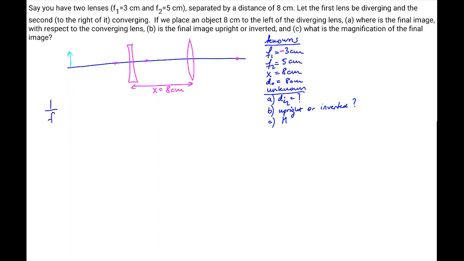So 1 over f1 is 1 over do1 plus 1 over di1. That means that di1 is (1 over f1 minus 1 over do1) to the negative 1. So di1 is going to be (1 over negative 3 minus 1 over 8) to the negative 1. And if we plug in the numbers, we get negative 2.2 centimeters.